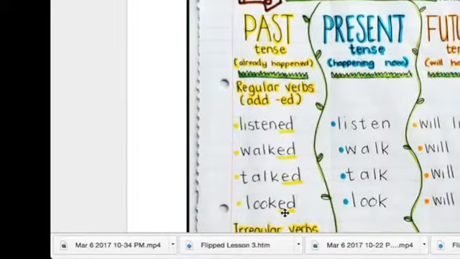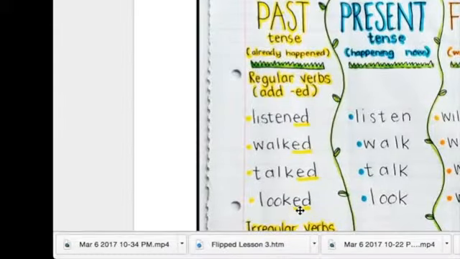I walked around the block yesterday. I talked on the phone to my mom. I looked at a painting last weekend.